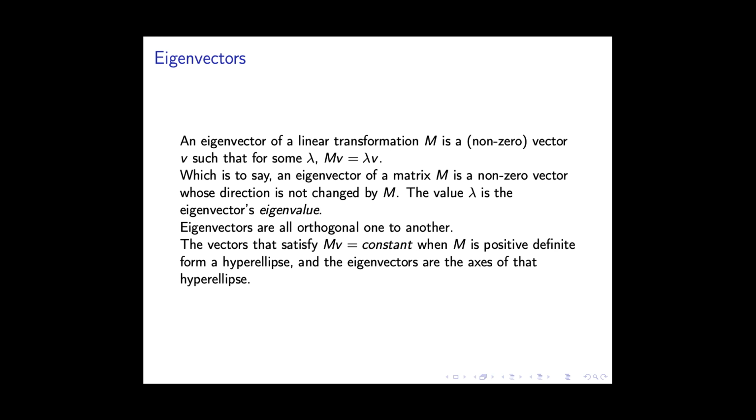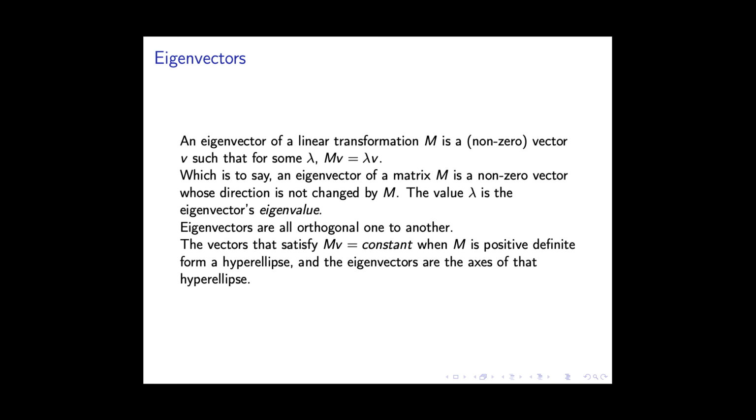A little bit about eigenvectors. An eigenvector of a linear transformation is a non-zero vector v such that for some lambda, a real number, Mv equals lambda v, which is to say that an eigenvector of a matrix is a non-zero vector whose direction is not changed by M. And the value lambda is called the eigenvector's eigenvalue. A very important fact is that eigenvectors are all orthogonal to one another.